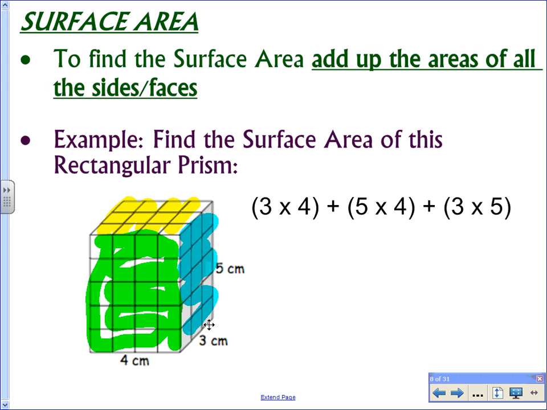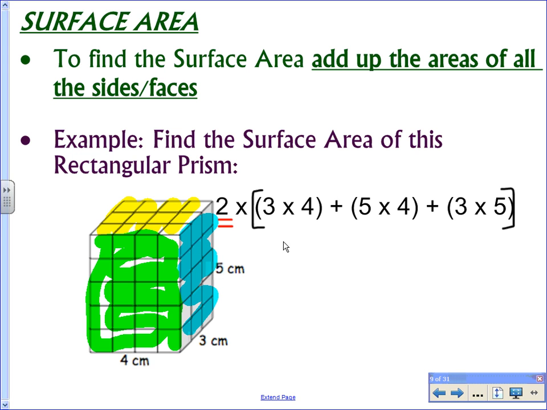Right now we can only see 3 sides of the rectangular prism, but we know that each side has another side that is congruent to it. Opposite the right side is the left side, which would also be 3 by 5. Opposite the top is the bottom, which would also be 3 by 4, and opposite the front is the back, which is also 5 by 4. So to account for that, we're going to multiply our total areas by 2. We'll find the area of the 3 sides we can see, add those up, and then multiply by 2.